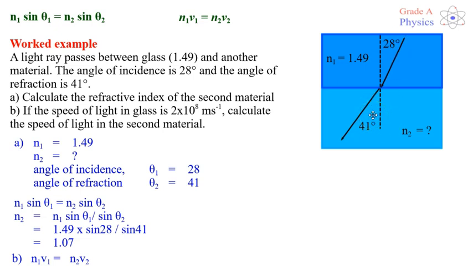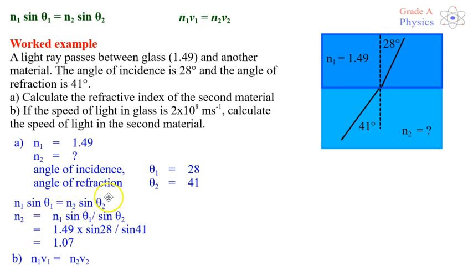Okay, so we cannot use our GCSE version of Snell's law. We have to use this expression here. So it's worthwhile writing out what all these values are. So N1 we know, N2 we don't, theta 1 we know, theta 2 we know. So if we write out this expression we're given from the formula booklet, we're trying to find the refractive index of the second material, N2.